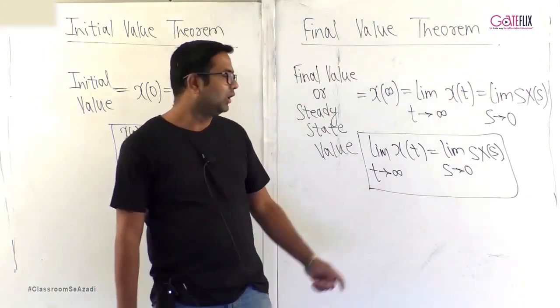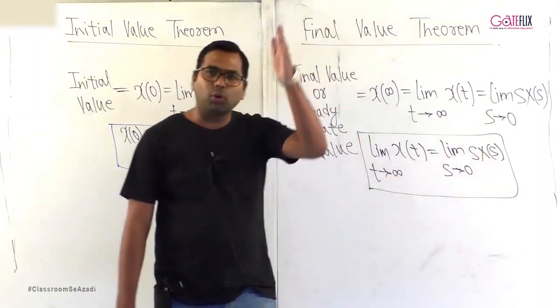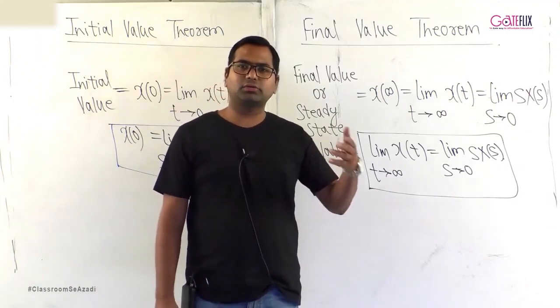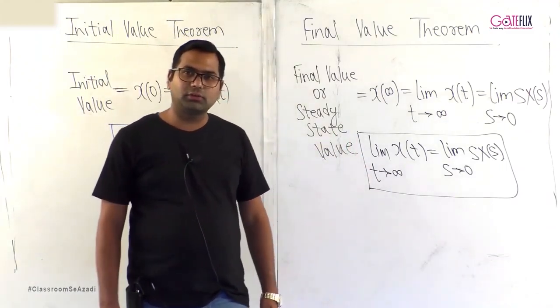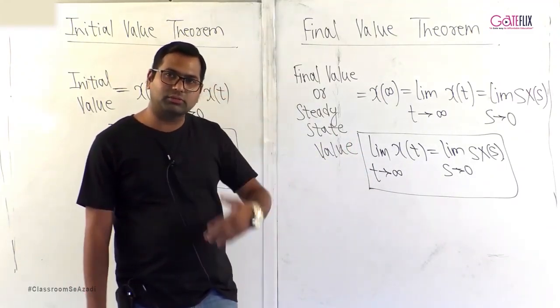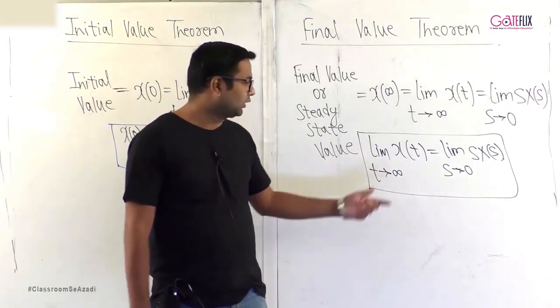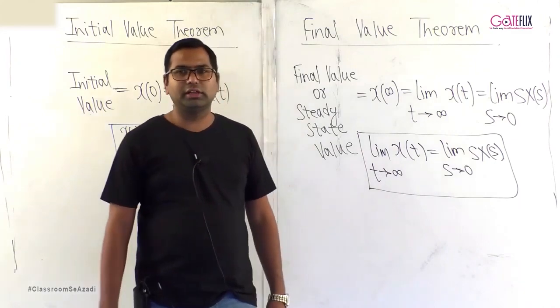In the third point, if capital X of s has poles on the j omega axis, then the final value will be between +1 and -1. Since the final value will be between +1 and -1, you should not use the final value theorem, because in that case, the final value theorem will give you an incorrect answer.